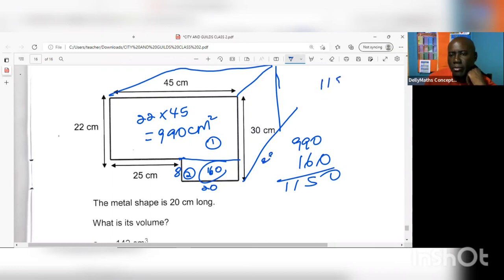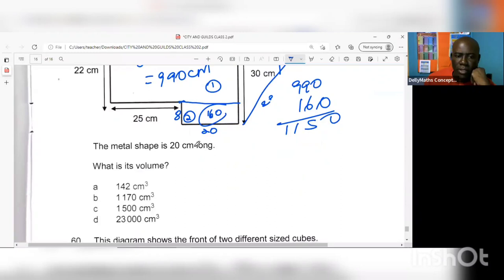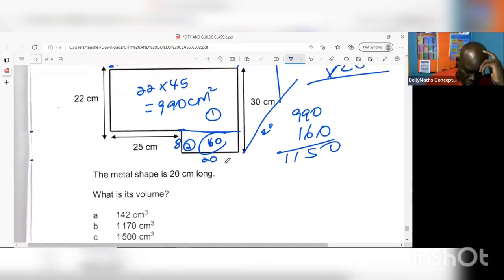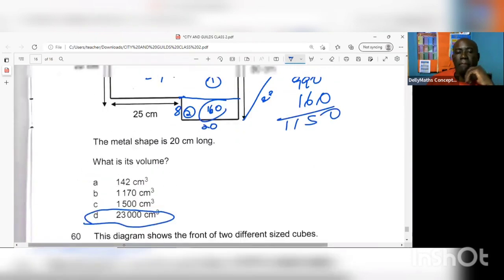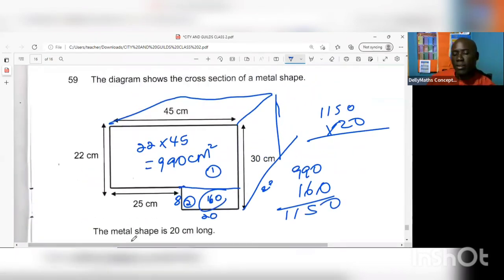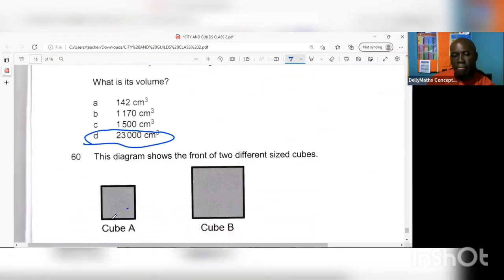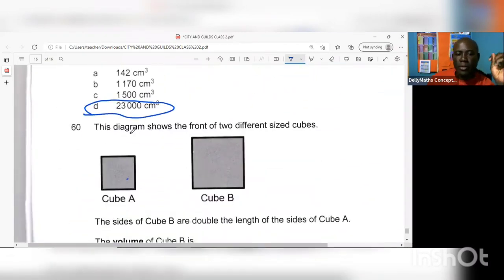So we have 1,150 times 20. We multiply that by 20 and we're done. This will give us about 23,000. So 1,150 times 20 gives us 23,000 coming out here. So it's area of cross section times the length.